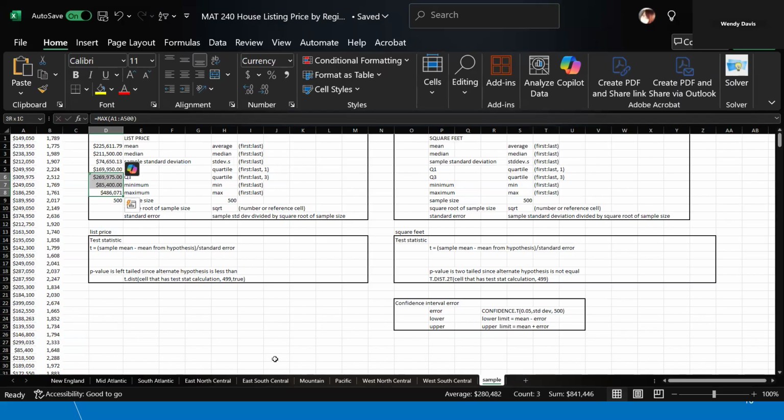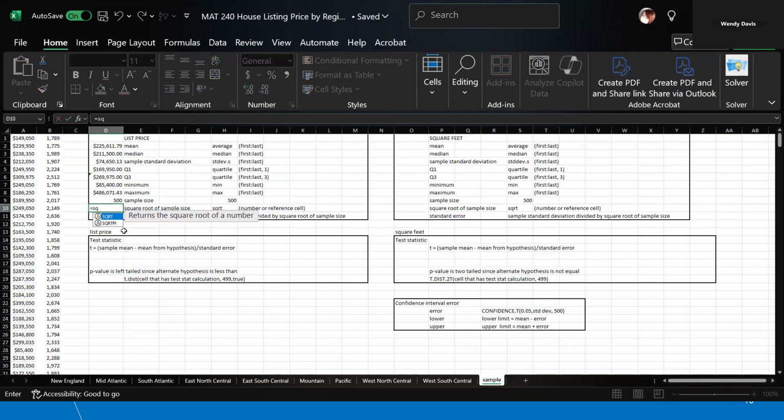Now I'm going to increase the decimal on these. Oh, well, those numbers are whole numbers, so that makes sense why the quartiles are whole numbers, because our data is whole numbers. Okay, we need the square root of the sample size for the standard error. If you do data analysis, it'll come up in that. Okay, so the square root is equal SQRT. Double click it. You can type 500 or just reference the cell.